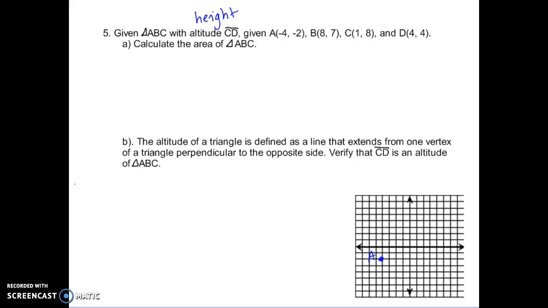There's A, and then you've got 8, 7. There's B, and then we've got 1, 8 for C. There's triangle ABC. And then at 4, 4, 1, 2, 3, 4 is D. And it tells us that's the altitude.